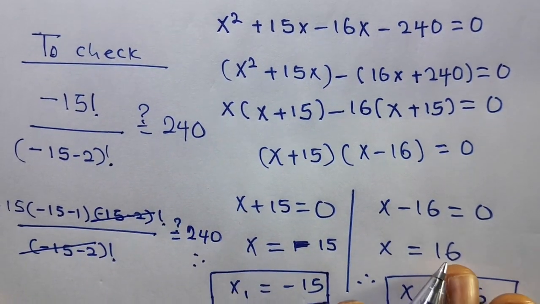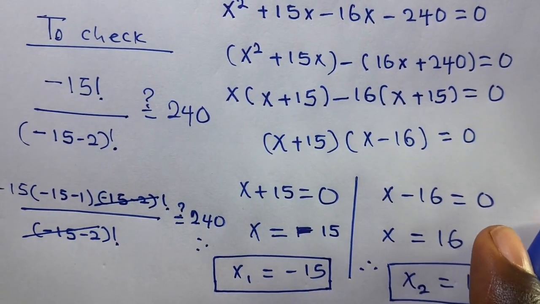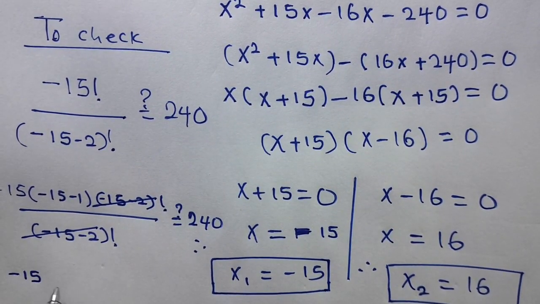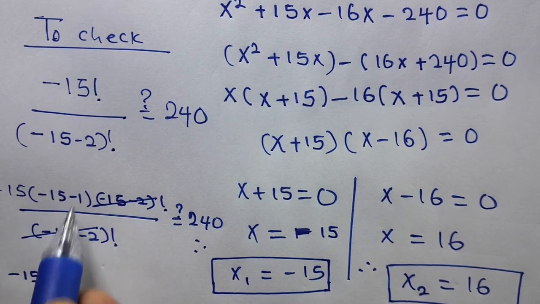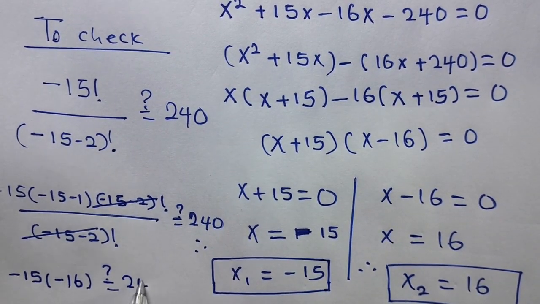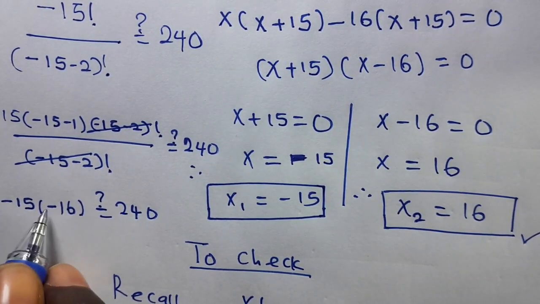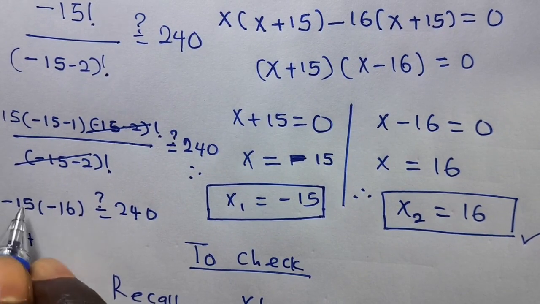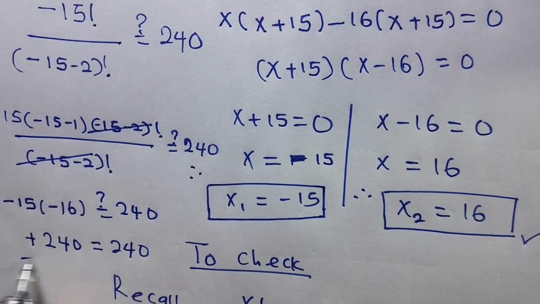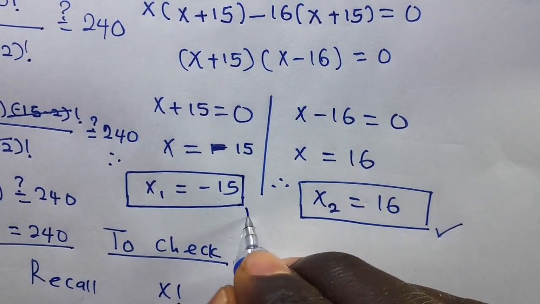This we cancel this. Then we have minus 15 again, then we have it to be minus 16. Is it going to equal 240? Minus times minus is plus. 15 times 16 will be 240, which is equivalent to 240. This is also correct for the value of x equals minus 15.